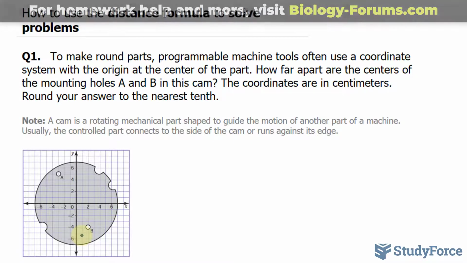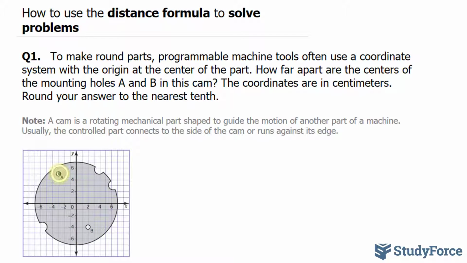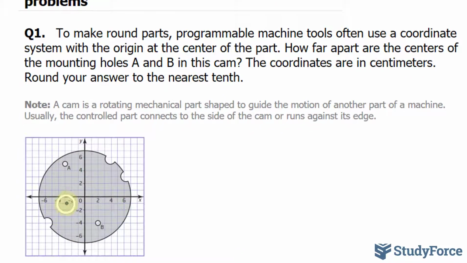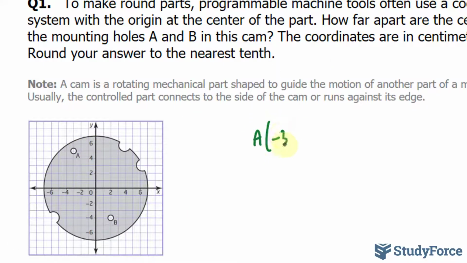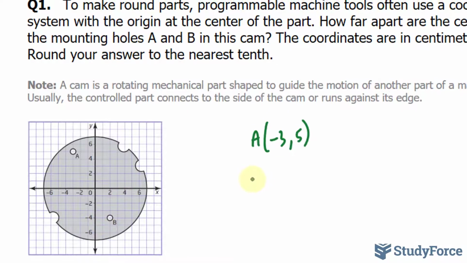Let's go ahead and figure this out. We want to know the distance between A and B. We first have to write down the coordinates of A and B. Take a look at A. It has the coordinates -3 for its x-axis and +5 for its y. So A is -3 and +5. You always write down x and then y. The coordinates for B are 2 and -4.